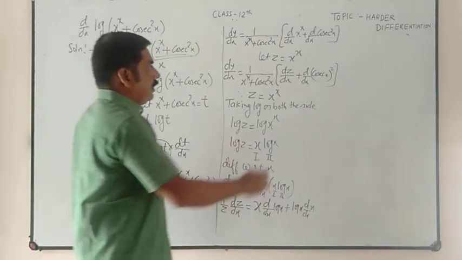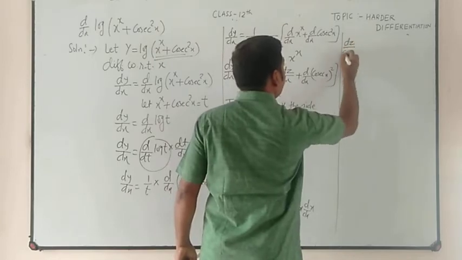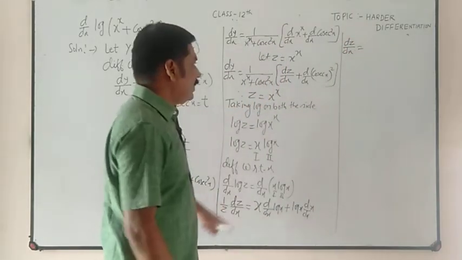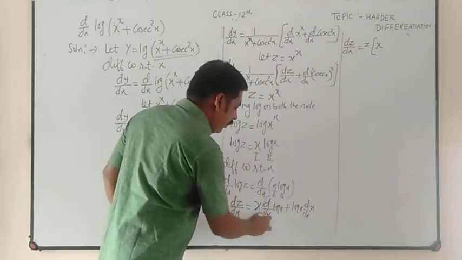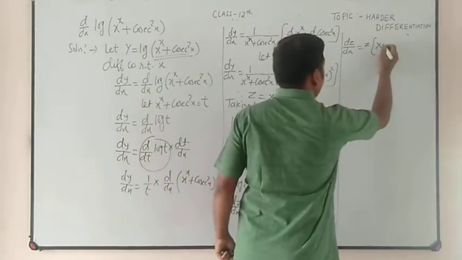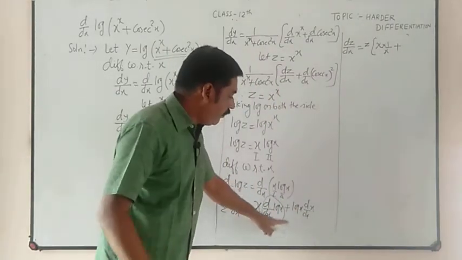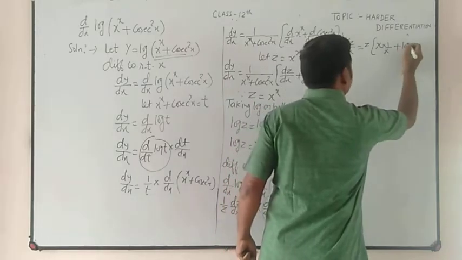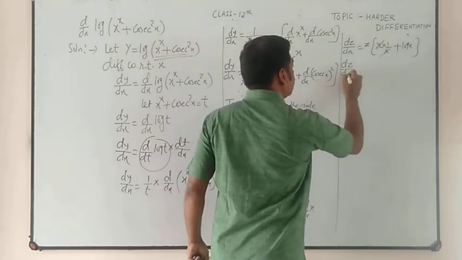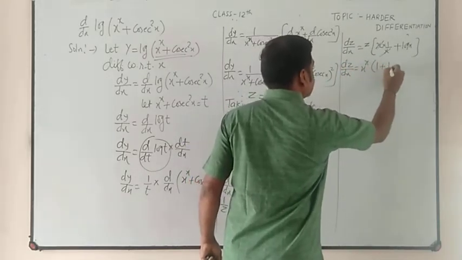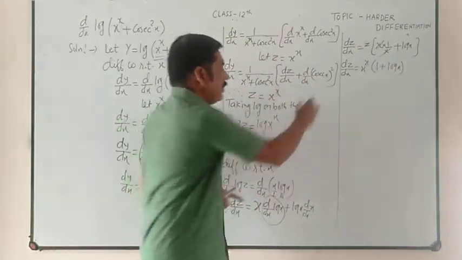Clear? Now cross multiplication. So dz upon dx is equal to z in bracket x. Differentiation of log x is 1 upon x, plus differentiation of x is 1, so we have log x. X cancel. Now put the value of z, which is x raised to x, 1 plus log x. Clear? This is equation number 1.